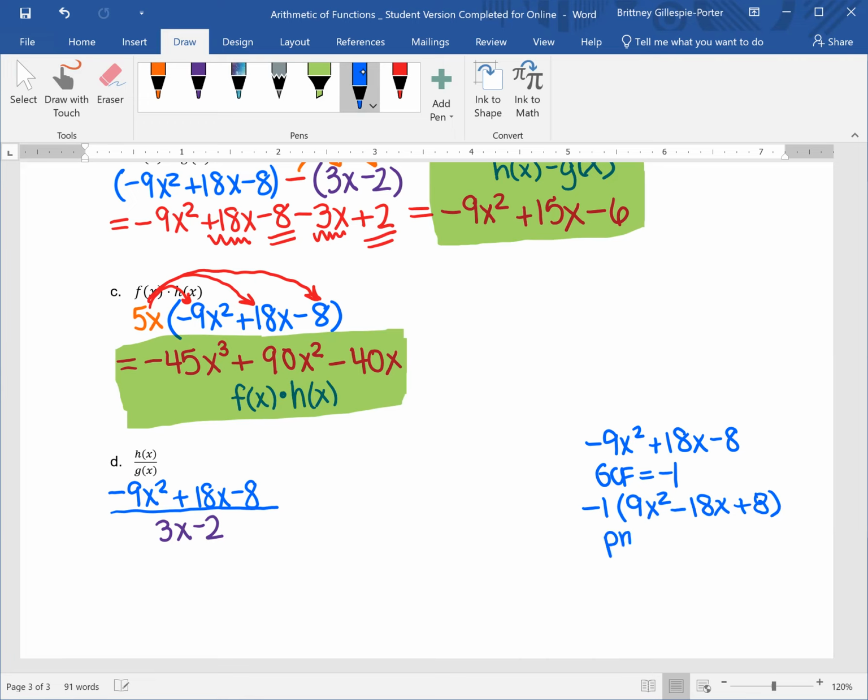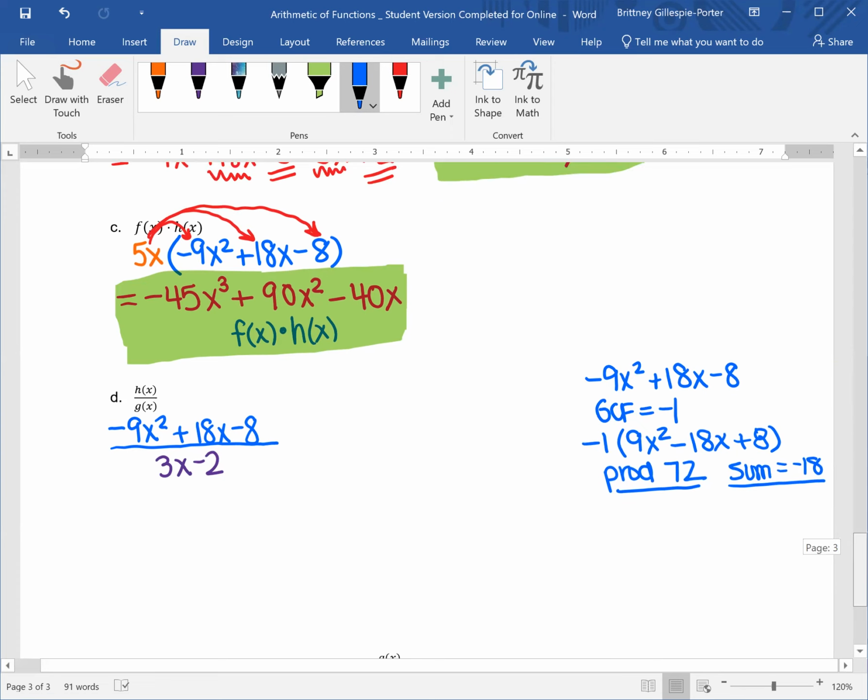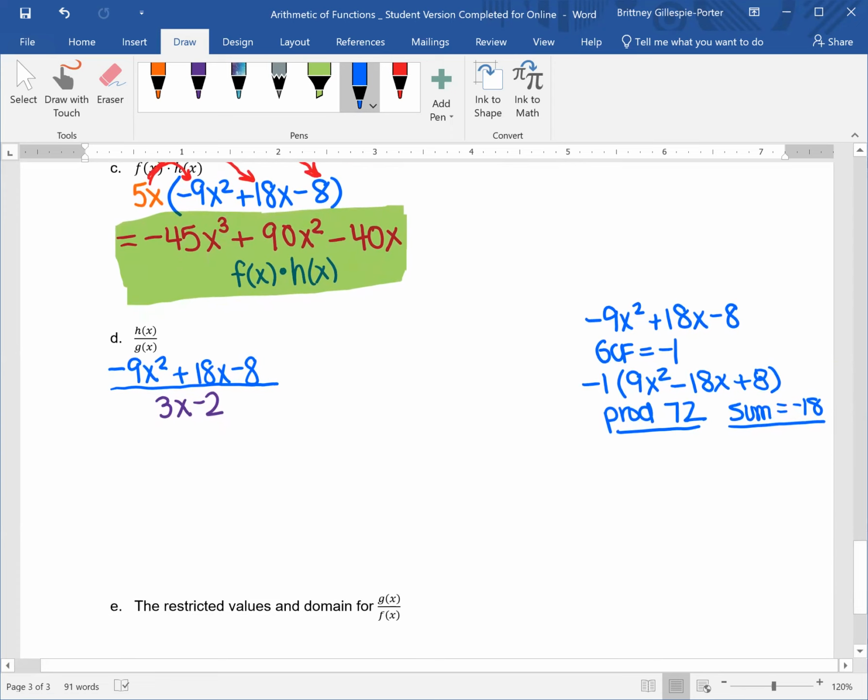We're looking for a product of 9 times 8, which is 72. And then we're looking for a sum of our middle term, which is -18. Remember, you can always work your way through this by doing like 1 and 72, but that gets you 73 when you add them. And you could keep working your way up. So you could do 2 and 36. That gets you 38 when you add them for the sum. Keep going. You're going to wind up getting 6 and 12, which gets us 18.